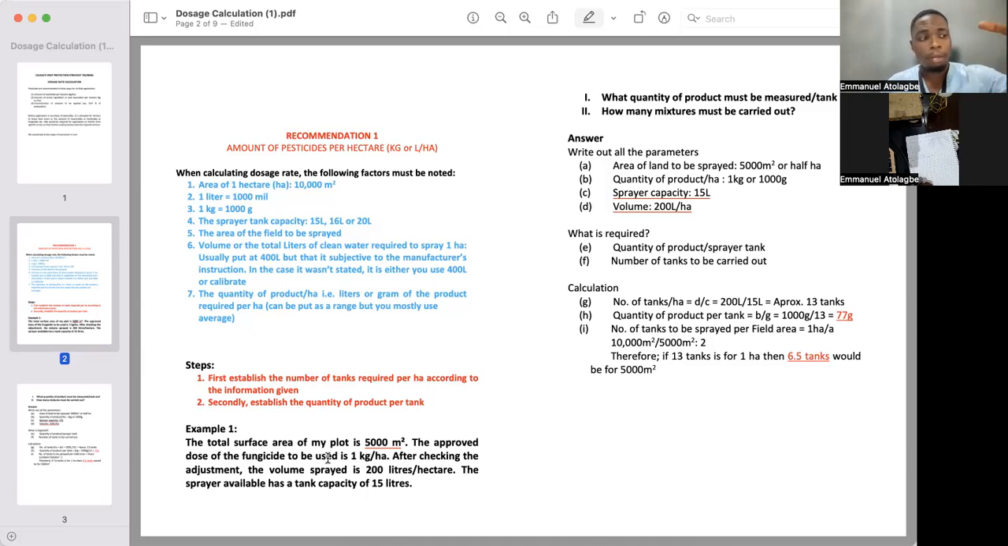We don't know the type of sprayer they are using. It could be manual, motorized, or electric. But it is so fast that it takes half of the required liters, that is 400 liters, to saturate that land. So it is stated there that 200 liters saturated a hectare of land. I believe you can see. The sprayer available has a tank capacity of 15 liters.